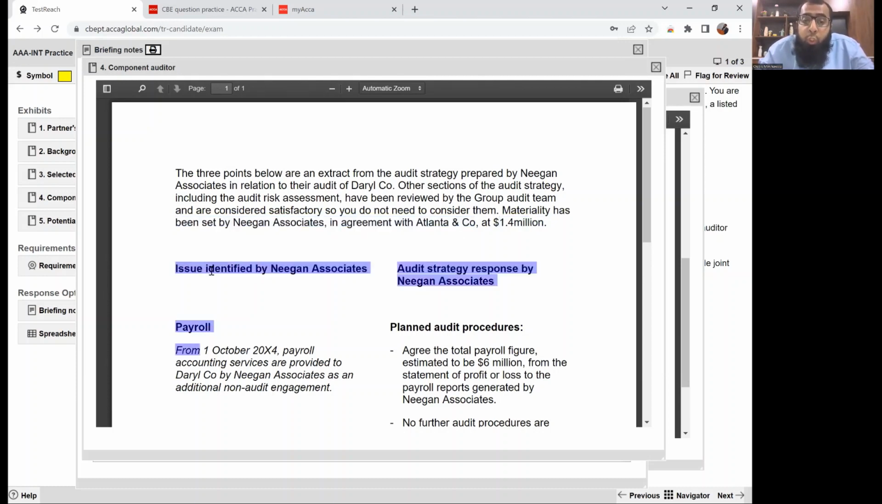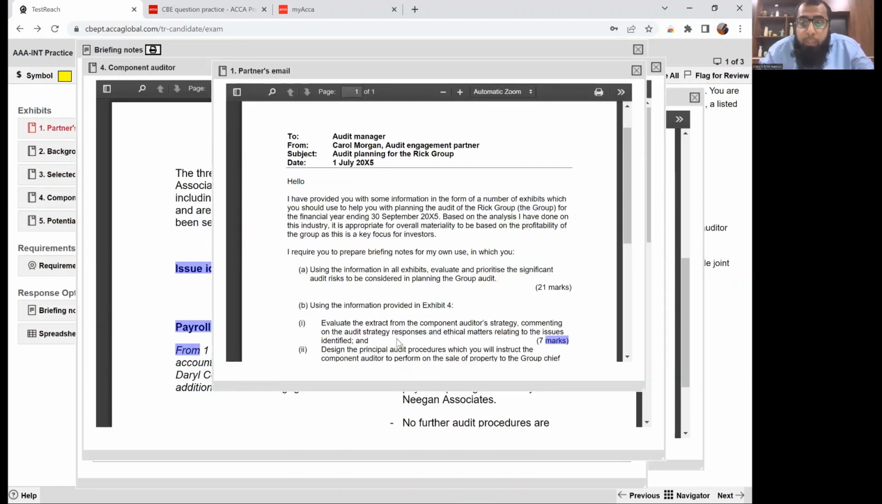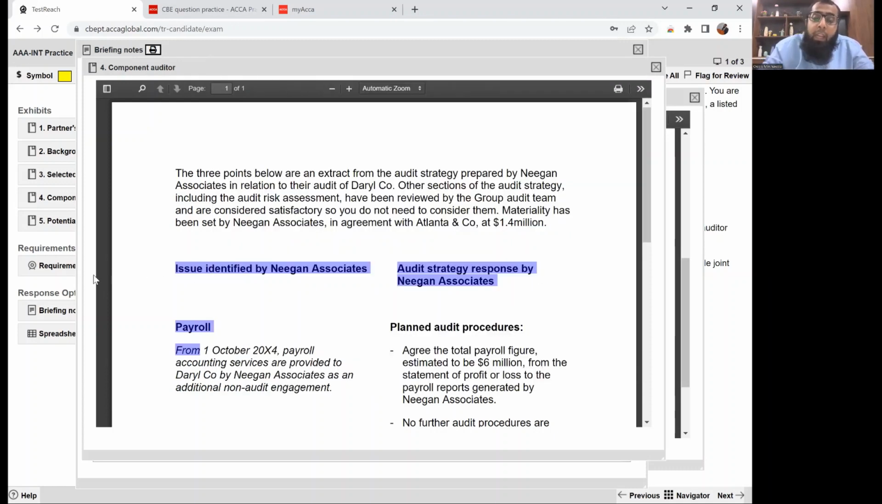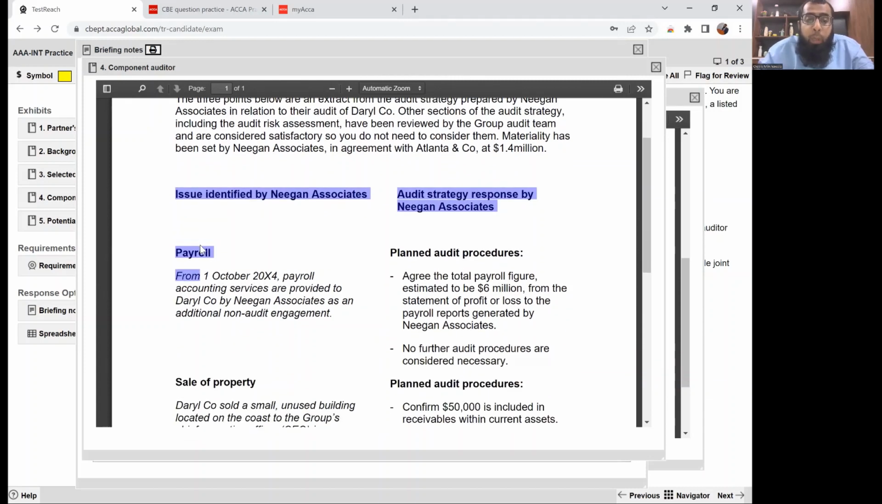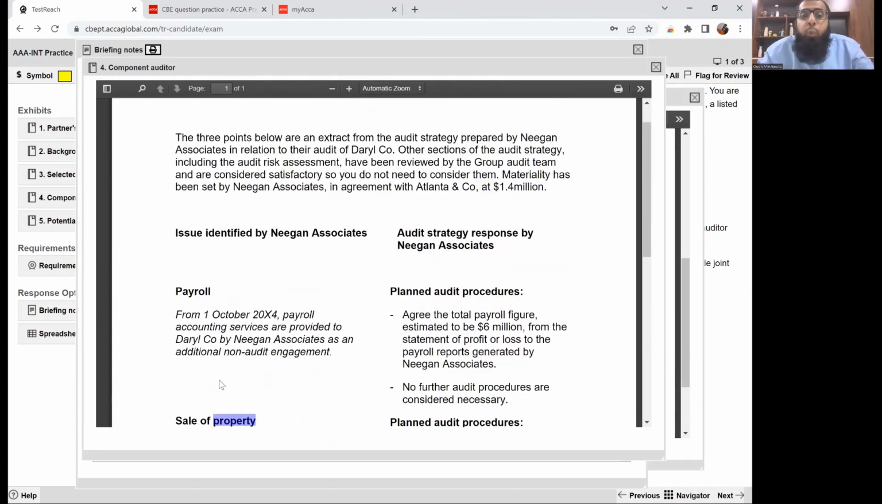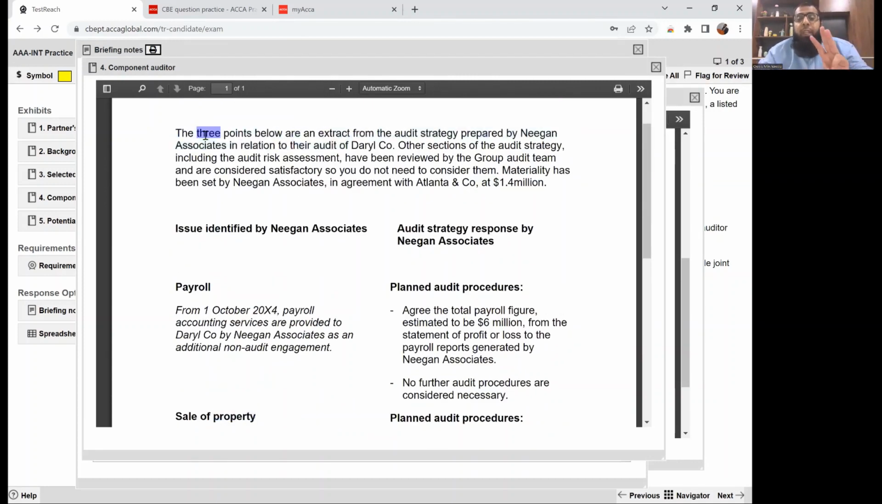Now, these are the issues identified. So basically, we have to comment on the issues, evaluate the extract from the component auditor strategy, commenting on the audit strategy responses, and ethical matters relating to the issues identified. Now, if we look at the issues heading, one issue is payroll and one issue is sale of property. Okay, basically 2 issues are given, whereas he wrote 3 points.